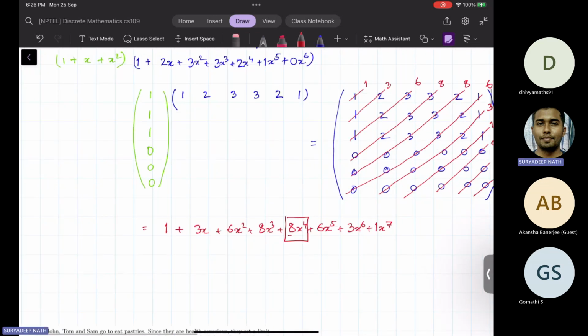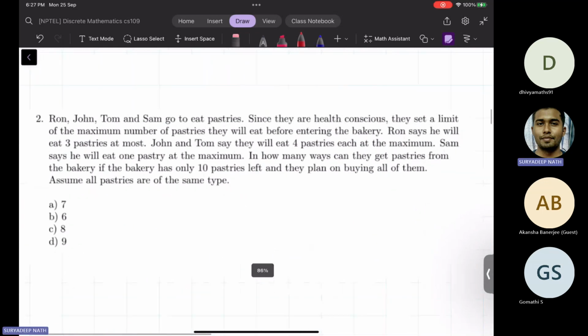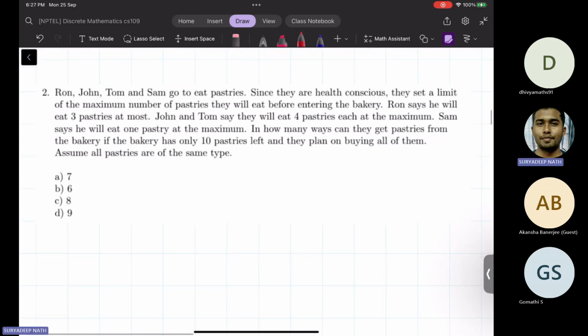Okay, so let us move on to the next question. Coming to the next question, you have Ron, John, Tom, and Sam go to eat pastries. Since they are health conscious, they set a limit to the maximum number of pastries they will eat before entering the bakery. Ron says he will eat 3 pastries at most. John and Tom will eat 4 pastries each at max. Sam says he will eat 1 pastry at max. In how many ways can they get pastries from the bakery if the bakery has only 10 pastries left and they plan on buying all of them? Assume all the pastries are of the same type.